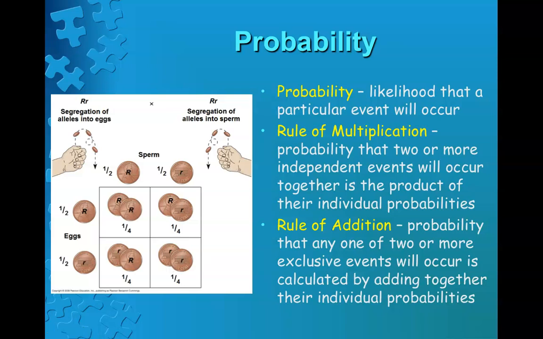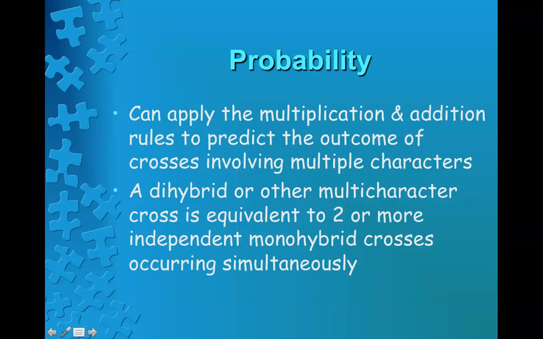What if I want to know the probability of getting a homozygous dominant or getting a homozygous recessive? Well, now I'll add these two together. That's the idea of these rules of multiplication and addition. And so we can apply these rules to predict the outcome of multiple characteristics, dihybrid, trihybrid, 4 characteristics, 5 characteristics at a time, without having to draw all of those boxes.